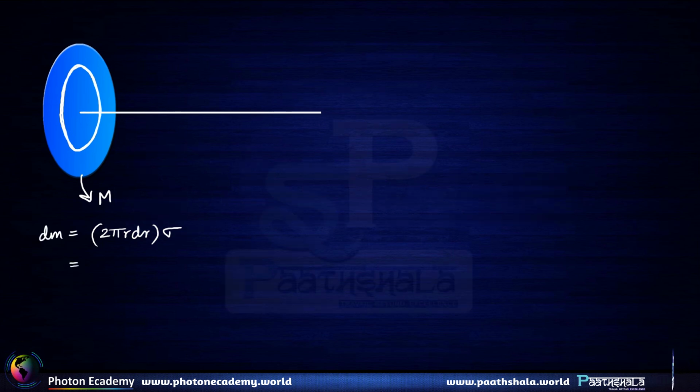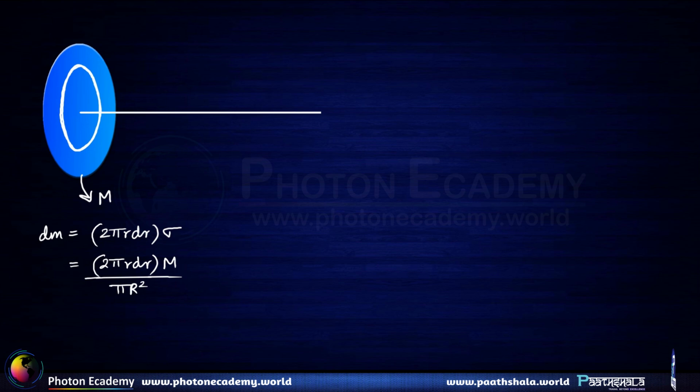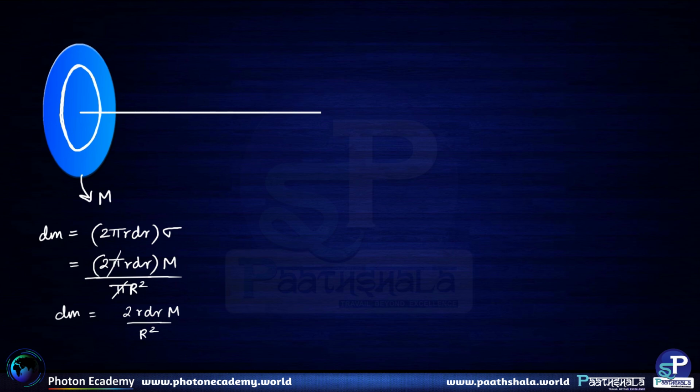So this is nothing but dm. This comes out to be 2 pi r dr into mass upon pi capital R square, where capital R is the radius of the entire disk. So this radius is capital R essentially. If we cancel out pi from this expression, we get 2r dr into m upon R square to be the mass dm.